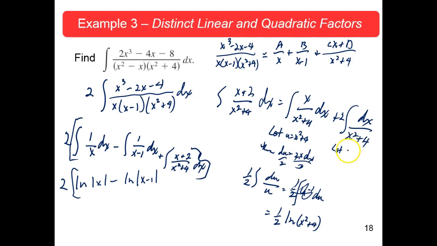Let x equal? 2 tangent theta. Then dx is equal to 2 secant squared theta d theta. The x squared will be 4 tangent squared, right?